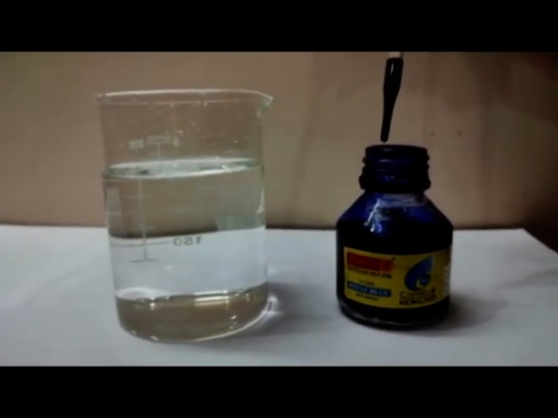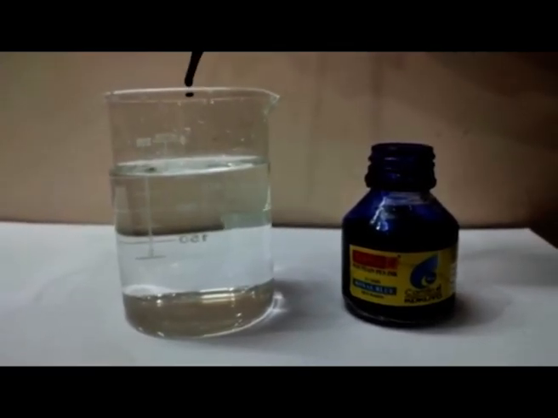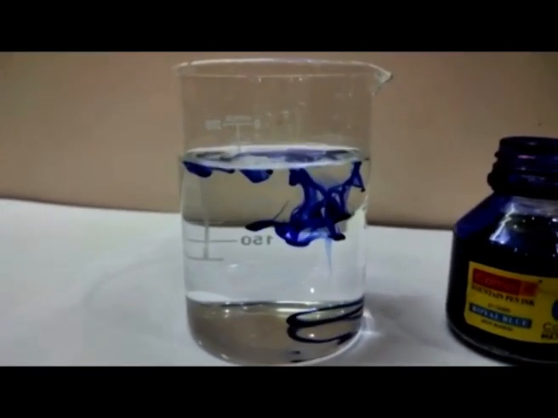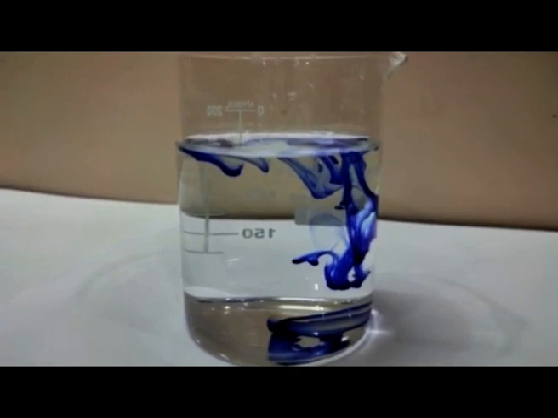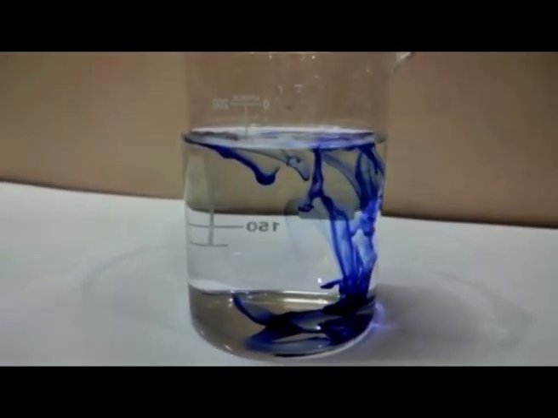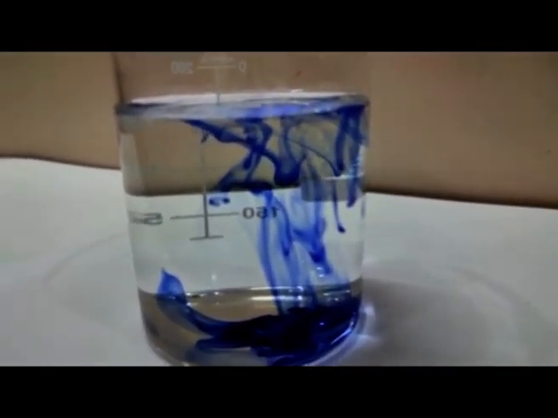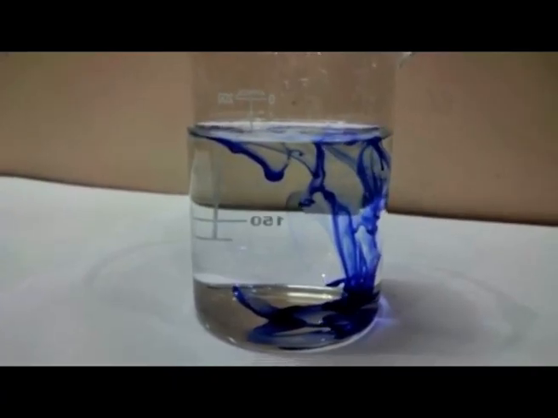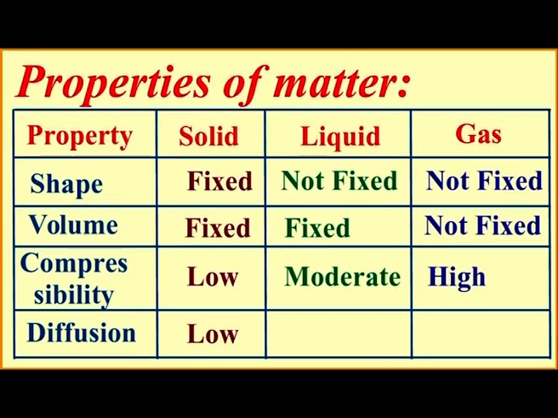Now take few drops of ink and add it to the water taken in the beaker with the help of a dropper. What do you observe, my dear children? The ink is diffusing into the water faster than that of the potassium dichromate crystals. From this activity, we can confirm that liquids have moderate diffusion. Now observe the diffusion of gases. Observe, my dear children, how the fumes are diffusing into the atmosphere.